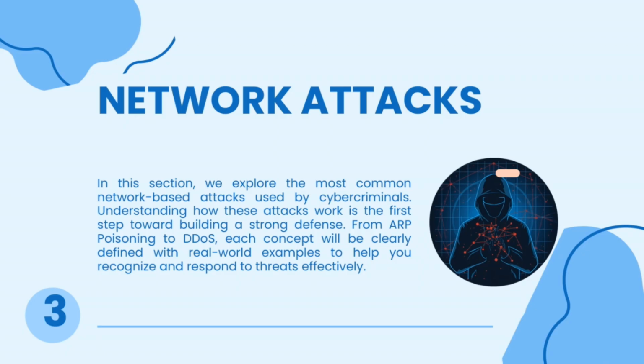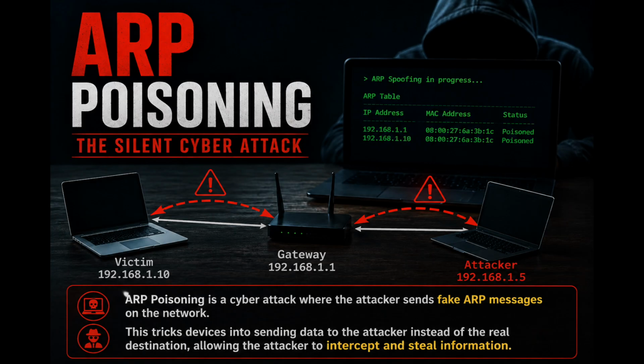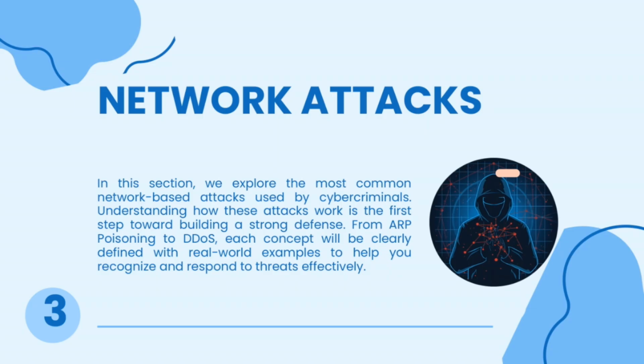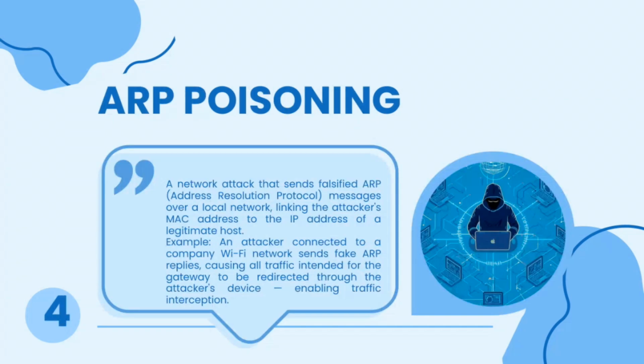Let's get started. Let's talk about ARP poisoning, a sneaky network attack. It works by sending fake ARP messages on a local network. These messages link the attacker's device to the IP address of a real, trusted host. Imagine an attacker on a company Wi-Fi sending false replies. Suddenly, all the traffic meant for the network gateway gets rerouted through the attacker's device. This lets them intercept and potentially manipulate sensitive data without anyone noticing. It's a powerful way to hijack communication.